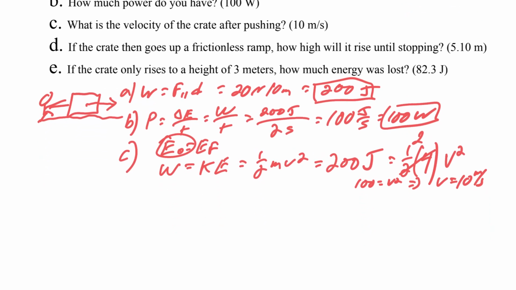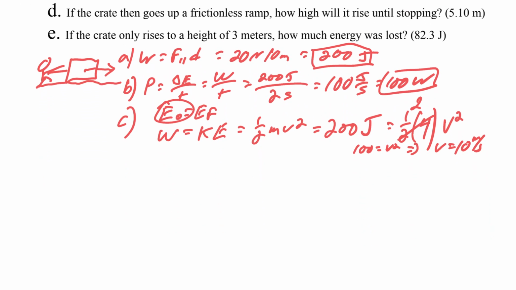Alright, let's move on. Letter D. Our crate's going to keep moving, and we're going to move it up a ramp. So here's our crate, moving along at a speed of 10 meters per second, and then it's going to head up a ramp. How high is it going to go? That's what we're looking for.